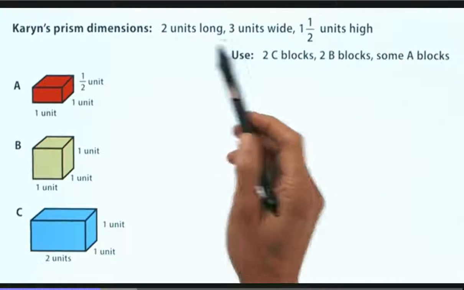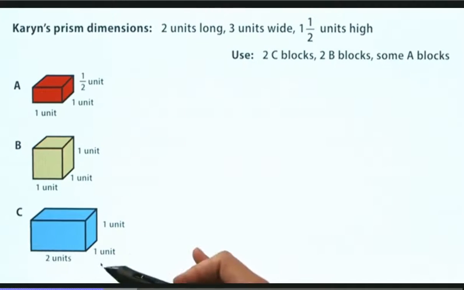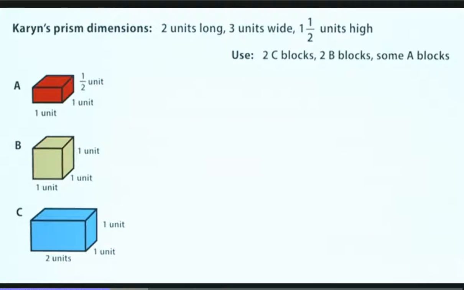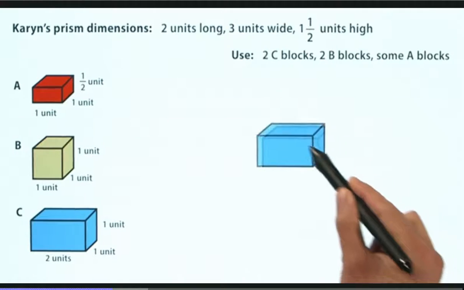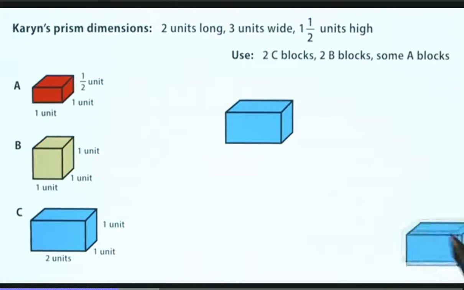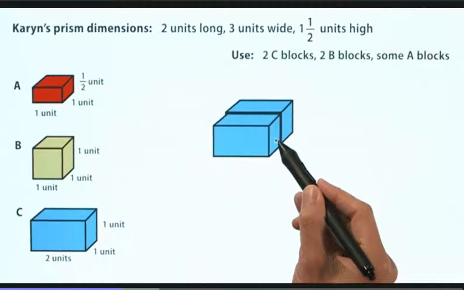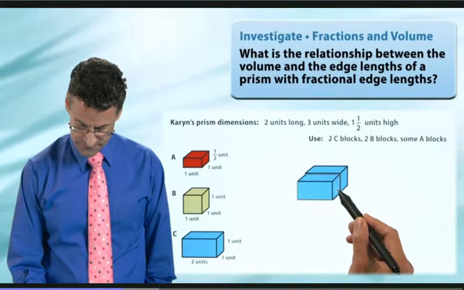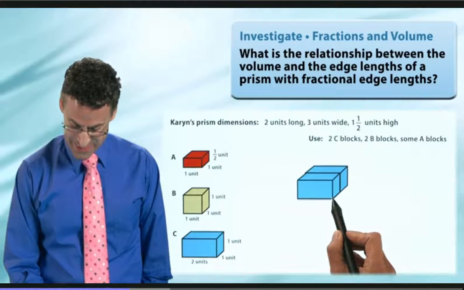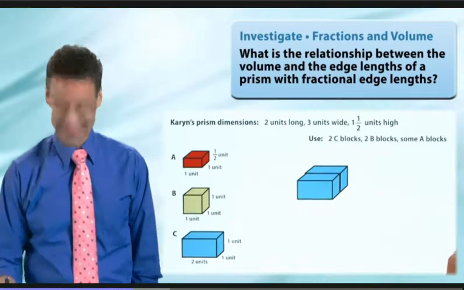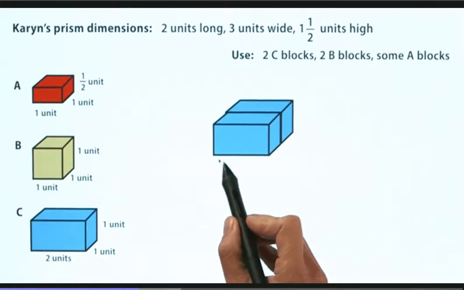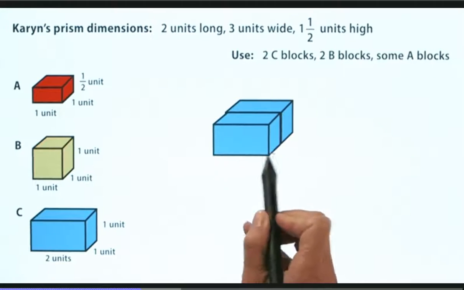Now if we want it to be 2 units long, we better start with the 2 C blocks, because we're supposed to have 2 C blocks. So I'm going to bring up 2 C blocks right now. Here's the first C block, and then I'm going to put another C block right next to it. Okay, so now I know this is actually 2 units long, so that's good.